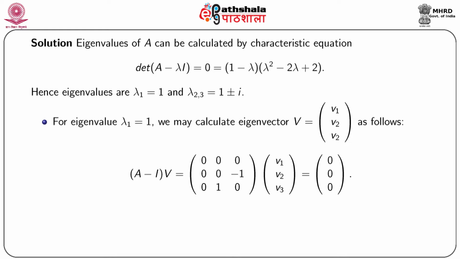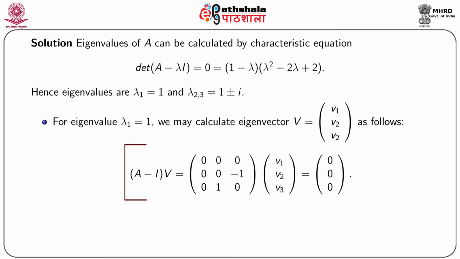Now we have to calculate the corresponding eigenvectors for the values lambda 1 equal to 1 and lambda 2 and 3 equal to 1 plus minus i. Just like before, we calculate for lambda 1 equal to 1 the eigenvector, which is of the form v1, v2, v3. In this manner, we find A minus lambda I, and since lambda is 1, you have (A minus I) times V equal to the null matrix, where V is your non-zero eigenvector.